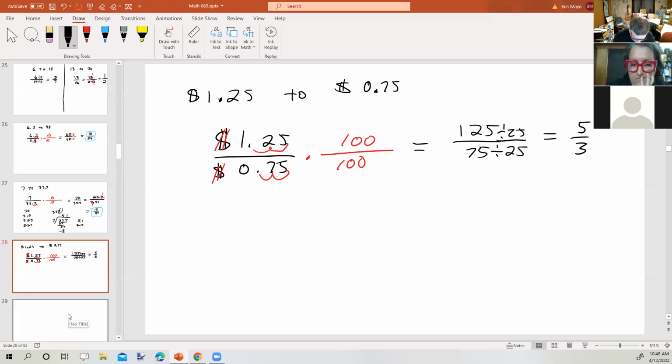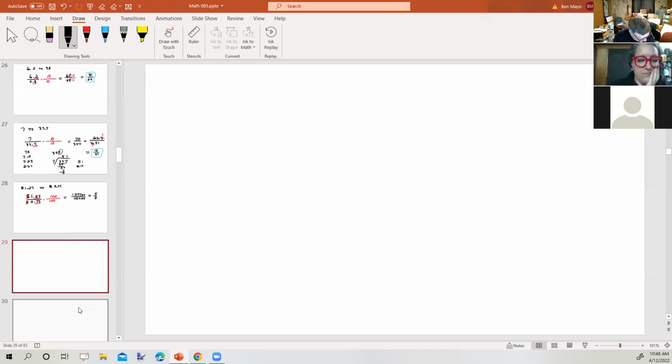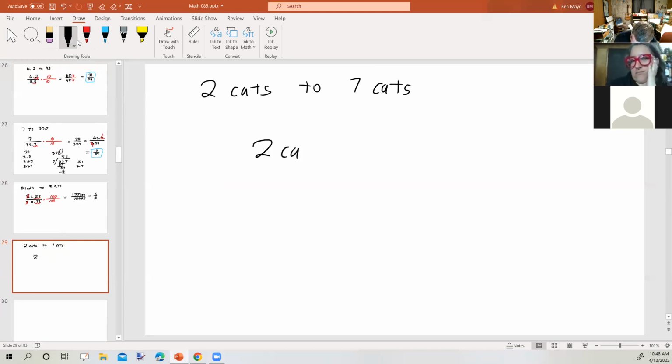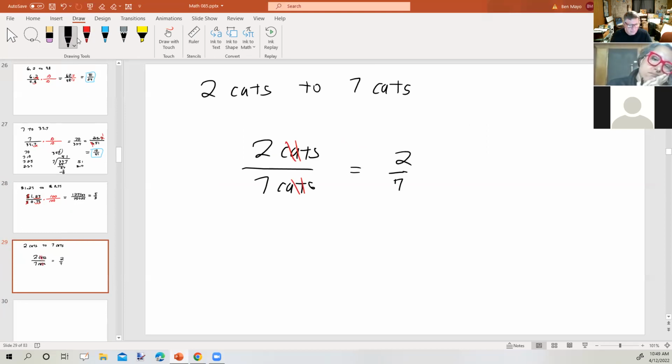Okay. Let's take a look at this example. 2 cats, 7 cats. What is the ratio of 2 cats to 7 cats? Well, 2 cats to 7 cats. Cross out the common units. Final answer, 2 to 7.